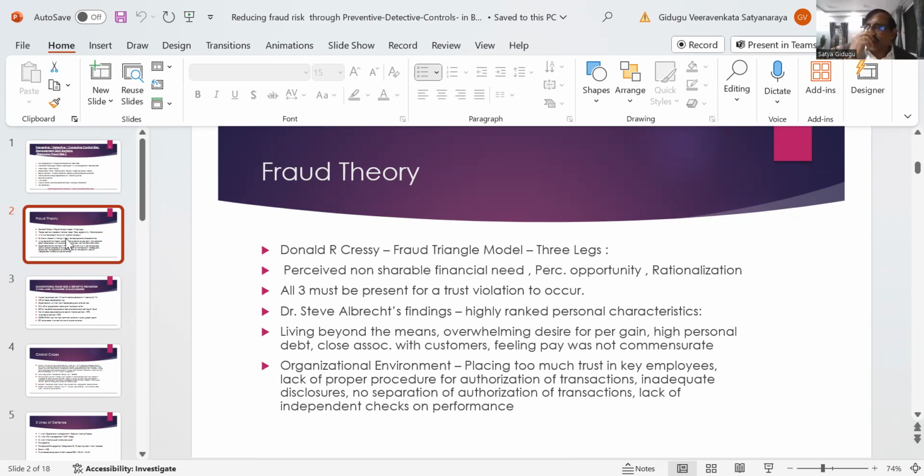Please understand the words. These words are given by Cressey, verbatim, copied by me. It is his 4 decades of research with hardcore criminals in US prisons. He interrogated prisoners for 4 decades, then came out with his fraud theories. Perceived financial need that is non-shareable, like gambling. I am having a habit of gambling, drinking, or something, or high-end spending. These kinds of needs are non-shareable needs.